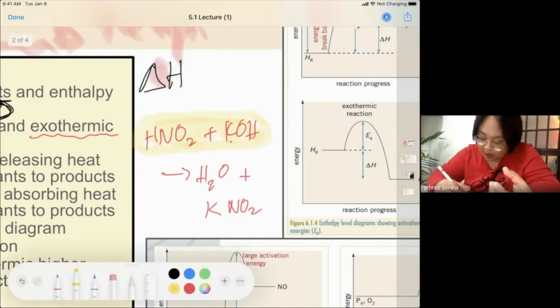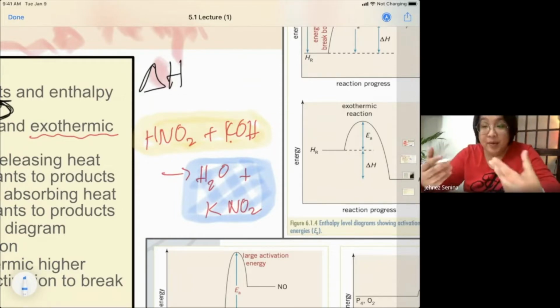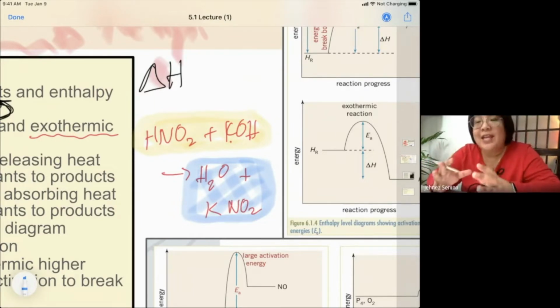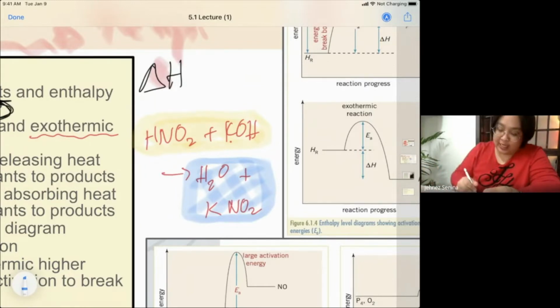How about the forming of these new bonds in H2O and KNO2? What are we doing here? We are forming bonds, so it's an exothermic process, correct? So in all chemical reactions, you're going to have both endothermic process and exothermic process. Got it?